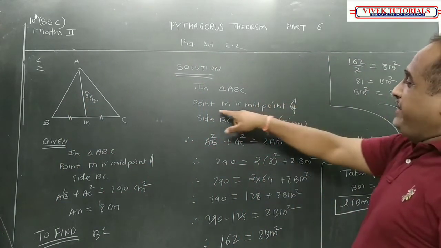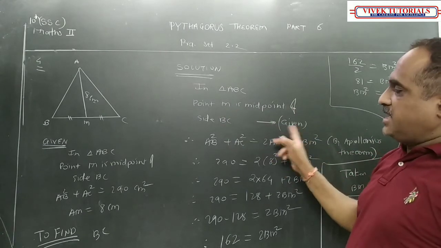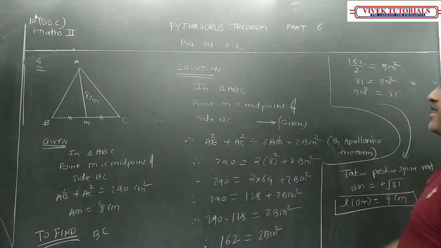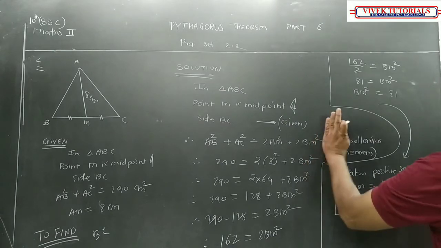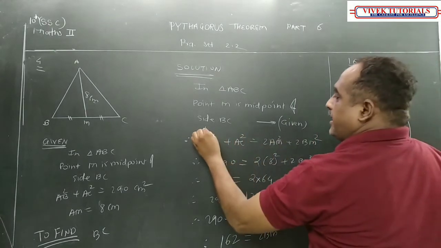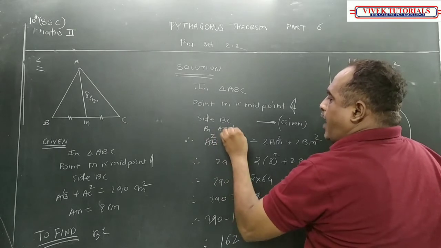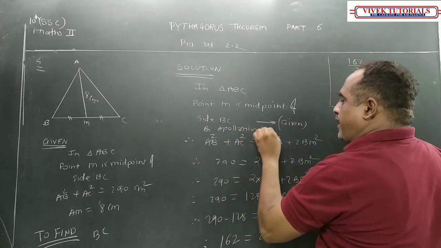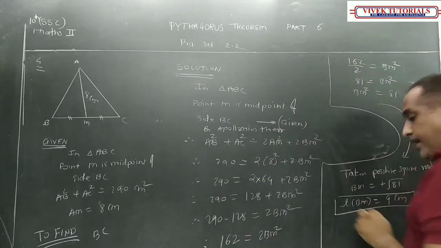So in triangle ABC, M is the midpoint of side BC. It is given. So by Apollonius theorem, what will happen? Or we can write it over here, so our space will also be saved. By Apollonius theorem. Okay. So what will happen now?